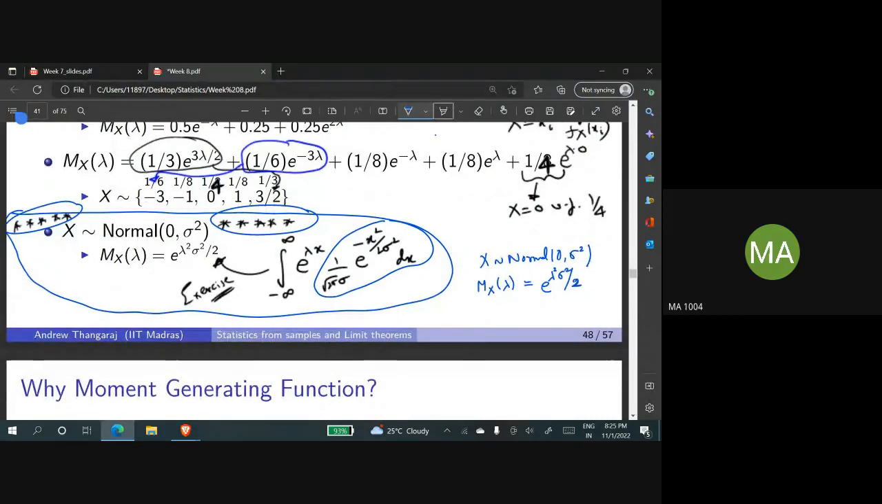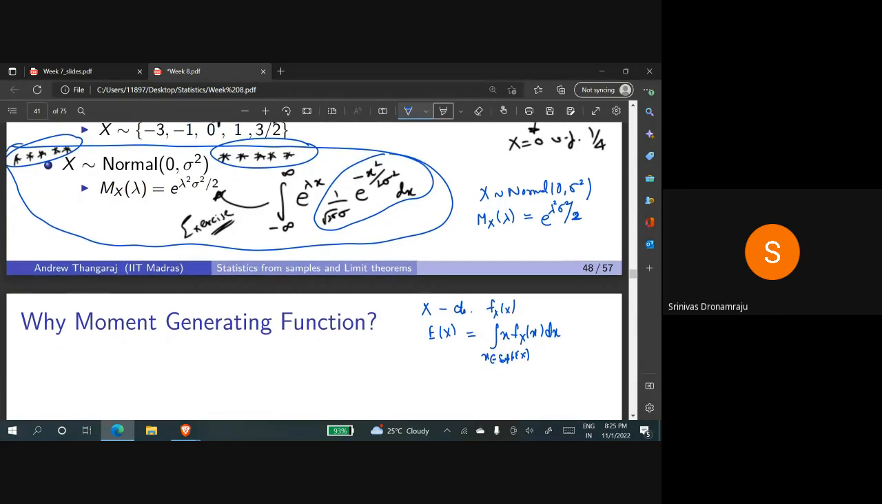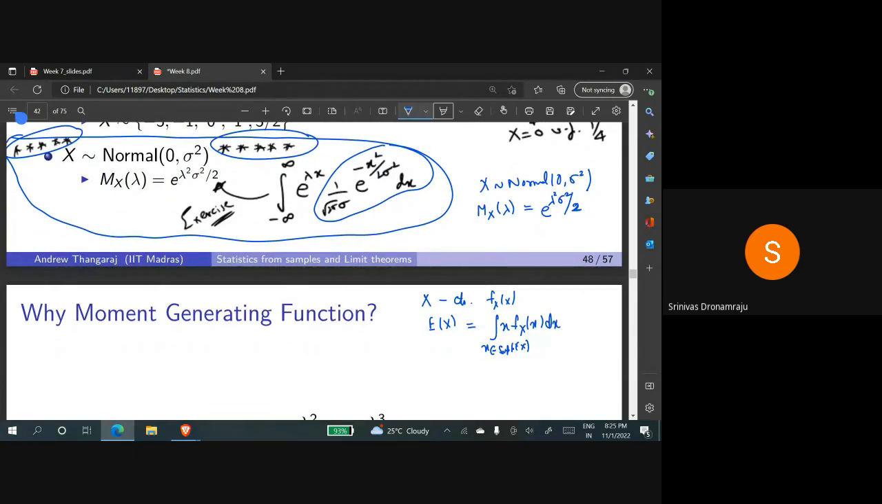How do we find this if you have a continuous random variable with a PDF fx of x? If you find the expected value of x for a continuous random variable, you just do the integral of x times its PDF dx over x belonging to the support of x. The support of x is the set of all those x for which your PDF is positive.